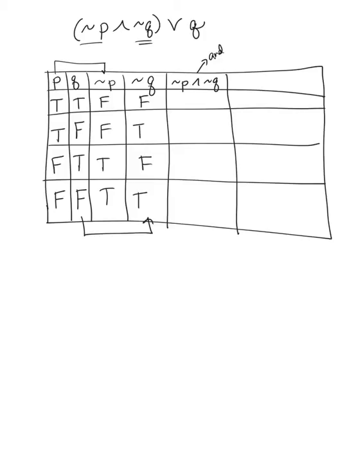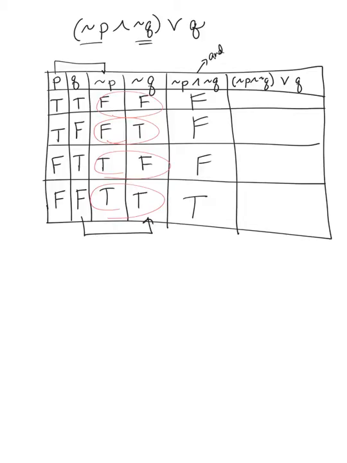If you remember, what you have to memorize is that for the conjunction, true, true is true. Everything else is false. So as I look at these two columns and perform the conjunction, true, true is true. Everything else is false. Now the last column tells me to take what I get from the not P conjunct not Q column and disjunct it with the Q column.